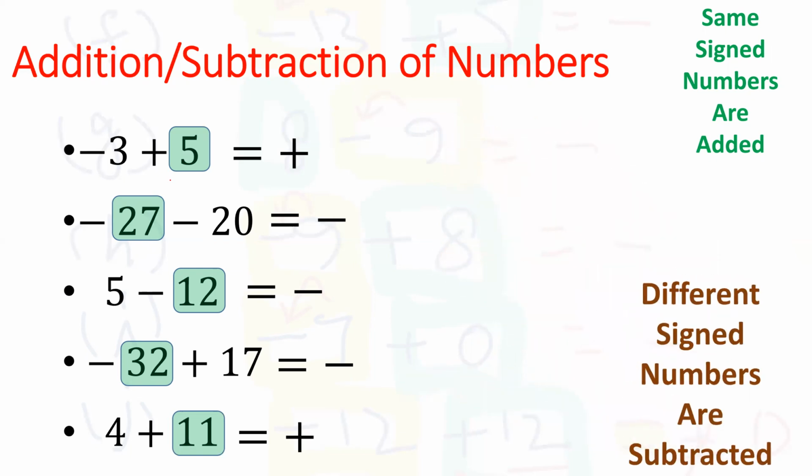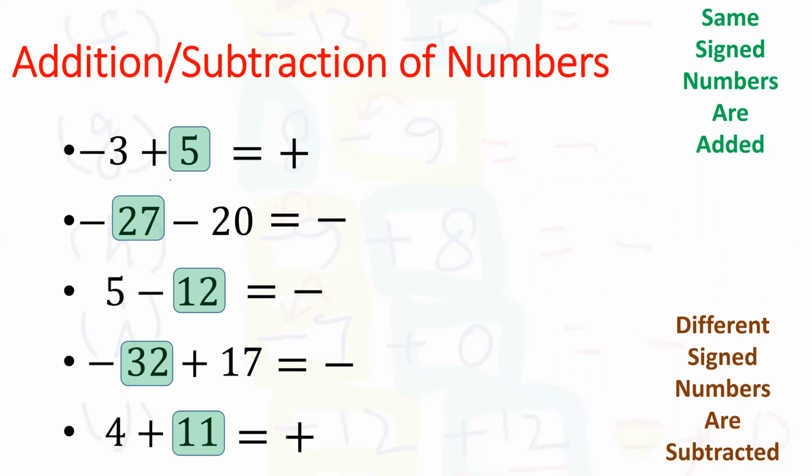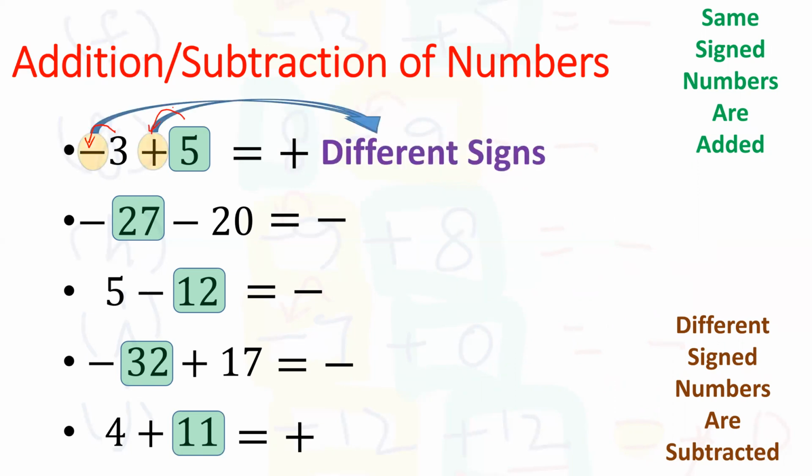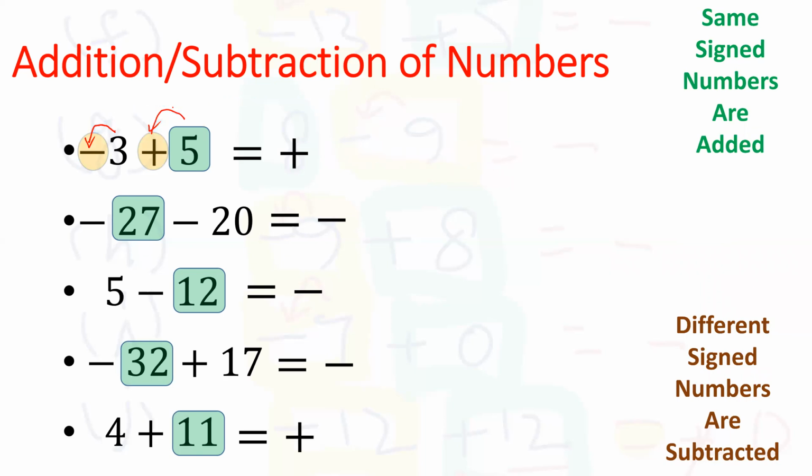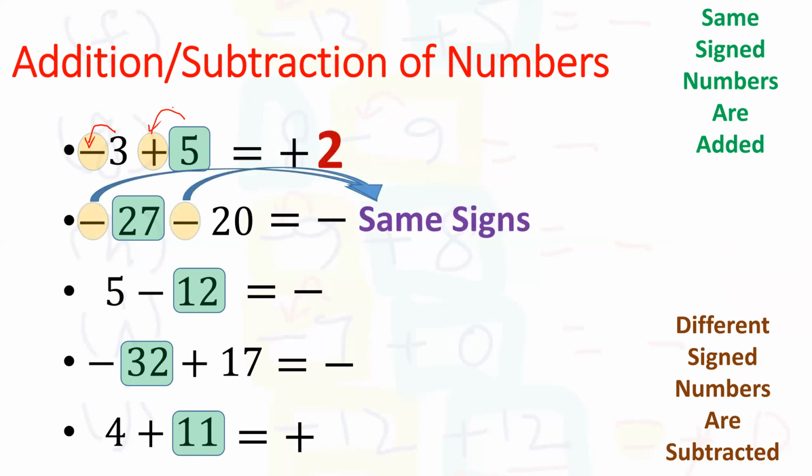Now come to the first example. In the first example, you see that 3 has a minus sign, 5 has a plus sign. So both have different signs. If these are different signs, what do we do? We have to subtract. By subtracting 5 minus 3, we get 2 as the answer. Similarly, in the second example, these two numbers have the same sign. What do we have to do? We have to add. So 27 plus 20 is 47.